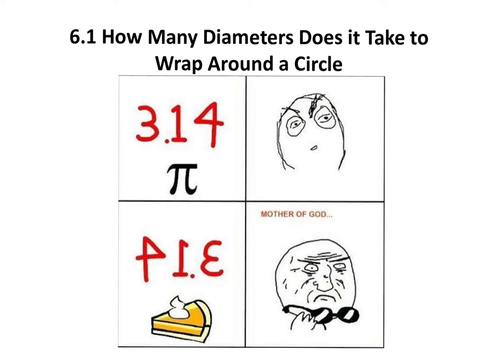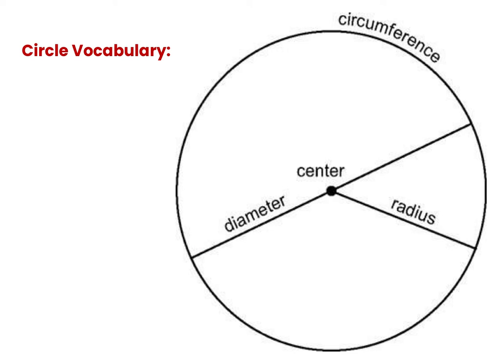Let's start refreshing some of the vocabulary we will be using while we talk about circles, starting with our circumference, which is the perimeter of a circle. All circles have a designated center, which is the point that is equidistant from all points on that circumference. Moving from the center to the outside of the circumference is our radius. And then moving from one side of a circle through the center to the other side is our diameter.